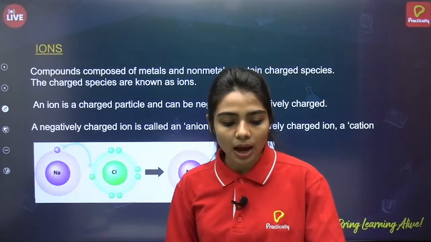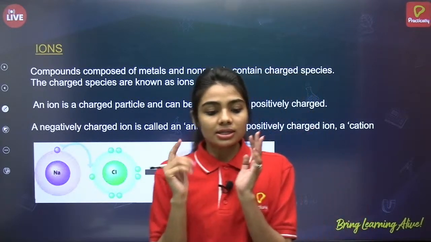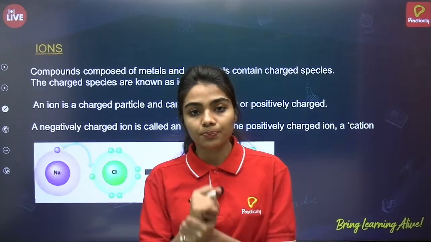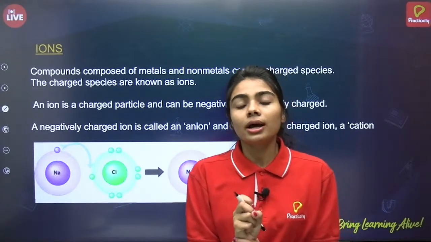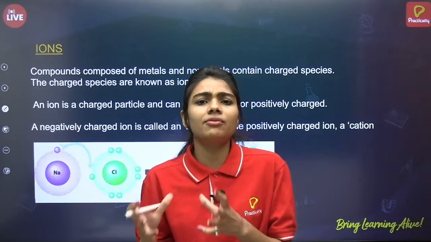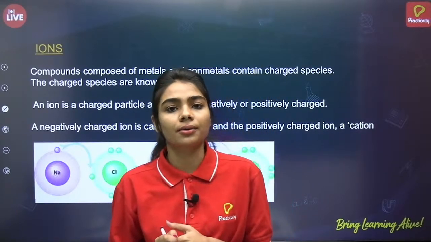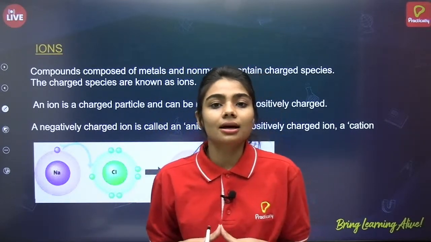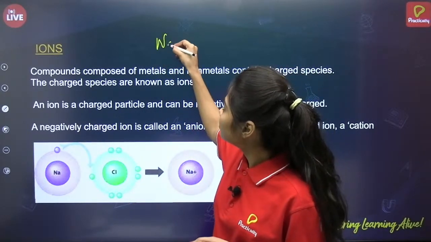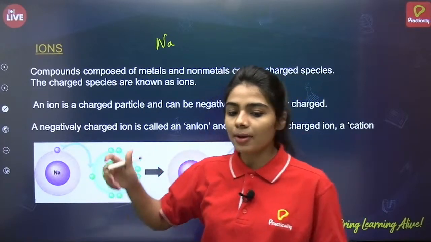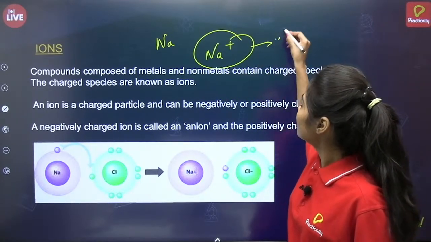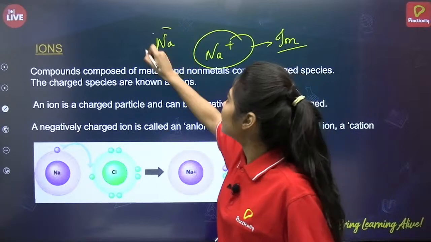Now let's talk about ions. What are ions? Now listen very carefully, because this is a very important concept for your exam. We have atoms. Some of the atoms have completely filled their octet and some of them have not. So what are ions? Ions are the charge carriers. If I talk about sodium, this is a sodium atom. If I put a positive charge over it, then it will be termed an ion.